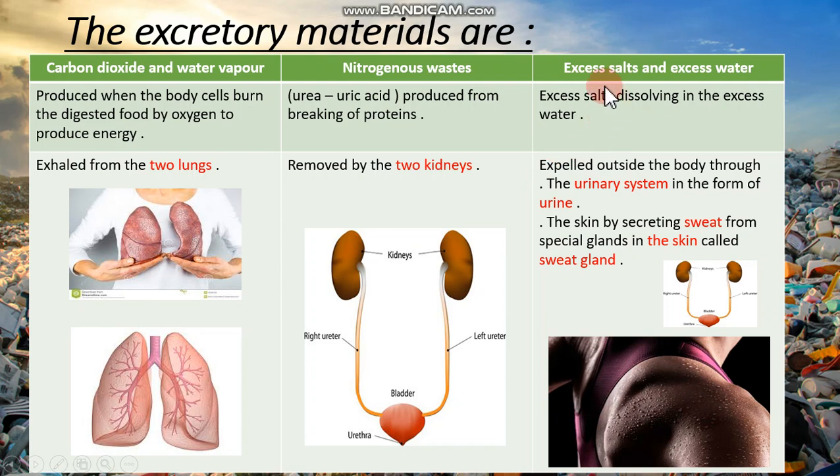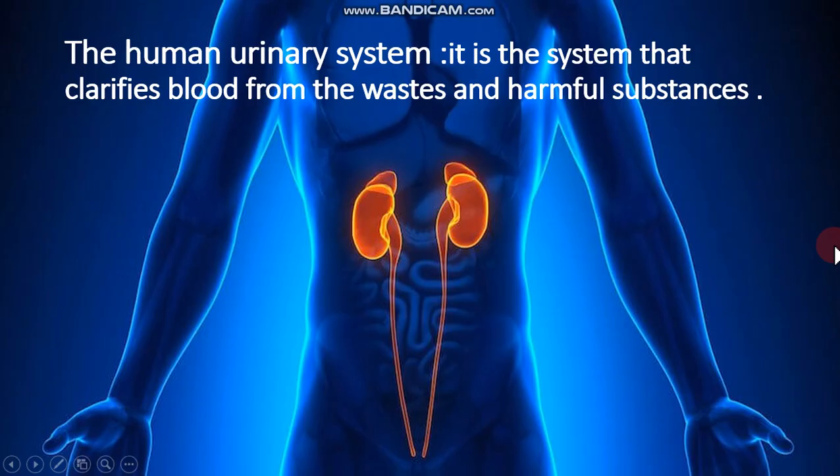While the excess salt, dissolved in the excess water, is expelled outside the body through two ways. Number one, the urinary system in the form of urine, or the skin by secreting sweat from special glands in the skin called sweat glands, like this picture.